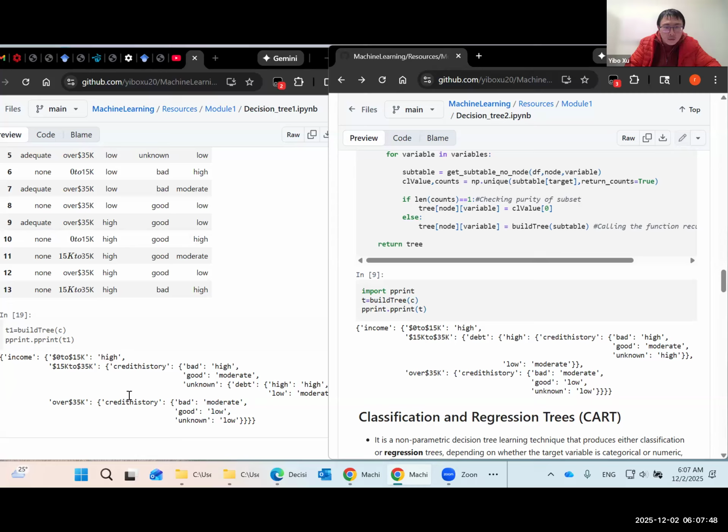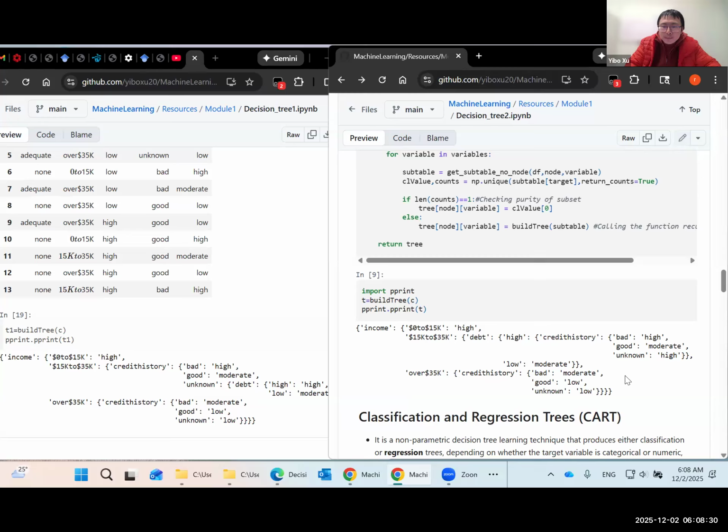This is the ID3 algorithm for the second layer. But now here for this moderate income, we have the debt to do the separation, instead of credit history directly. So now debt is the second layer. Now the low debt will be moderate, and for high debt we finally look at the credit history. So bad, good, and unknown is going to be high. So you can see here.